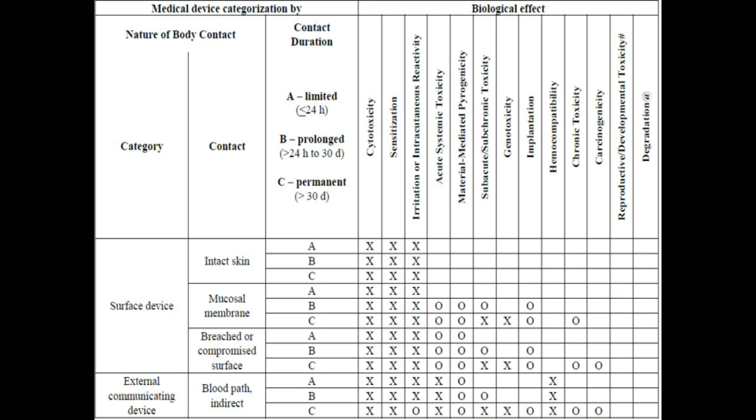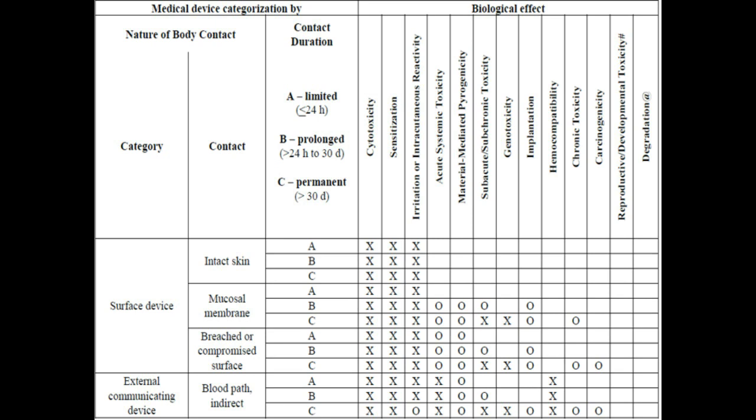those endpoints? So, for example, on this chart, if my device is an external communicating device with blood path indirect with limited contact, I'm not just going to checkbox cytotoxicity, irritation, acute systemic toxicity, material-mediated pyrogenicity, and hemocompatibility. What I'm going to do is evaluate the risk of my device for each one of those endpoints. Do I know the potential for sensitization? Do I know the potential for systemic toxicity? Can I justify that through looking at the materials and processing? If I feel like I have gaps, then I'll have to figure out how to mitigate those. Can I mitigate that through chemistry evaluation, through a QSAR approach where I look at the structure of the compound to determine if it has some kind of potential, or am I going to have to do some kind of biological test? So that's what we're talking about here, not checkboxing.